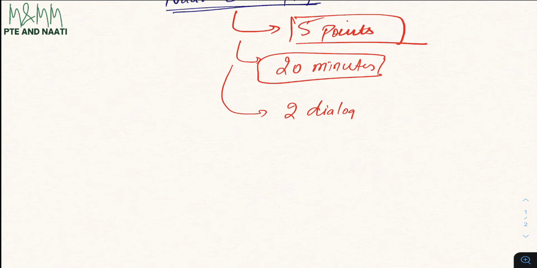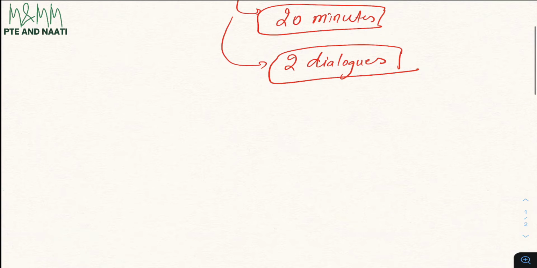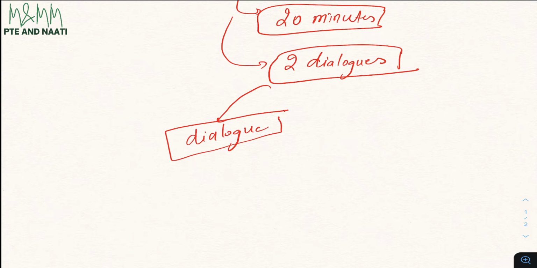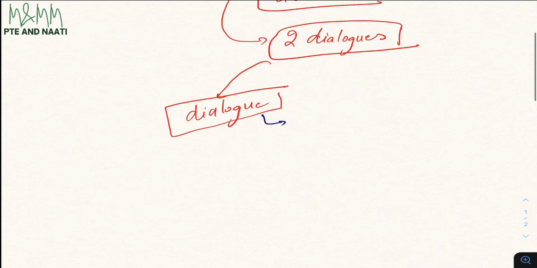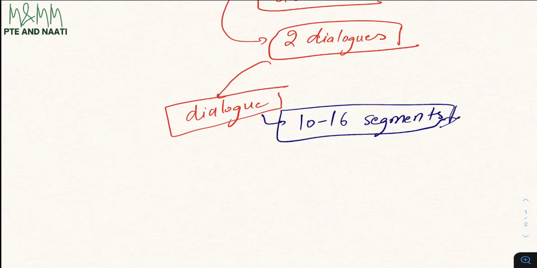In this exam, you would be getting 2 different dialogues, one after the other. First of all, let's understand what a dialogue is. As I said, it's a conversation between 2 different people. One dialogue will have anywhere between 10 to 16 segments. Don't get confused with these terms, I'll explain that in the simplest way possible.